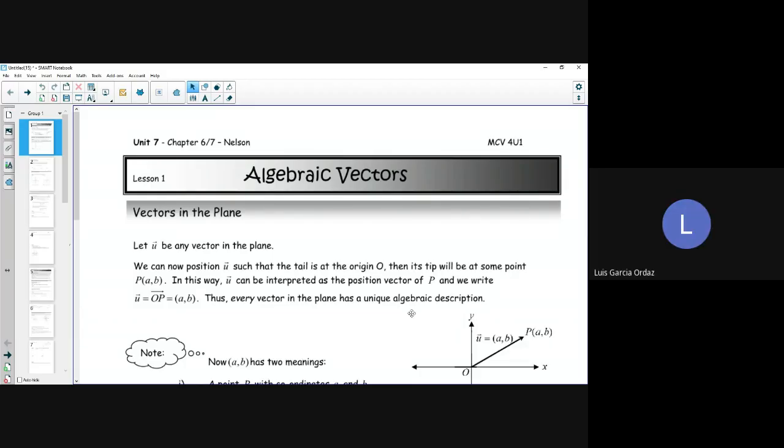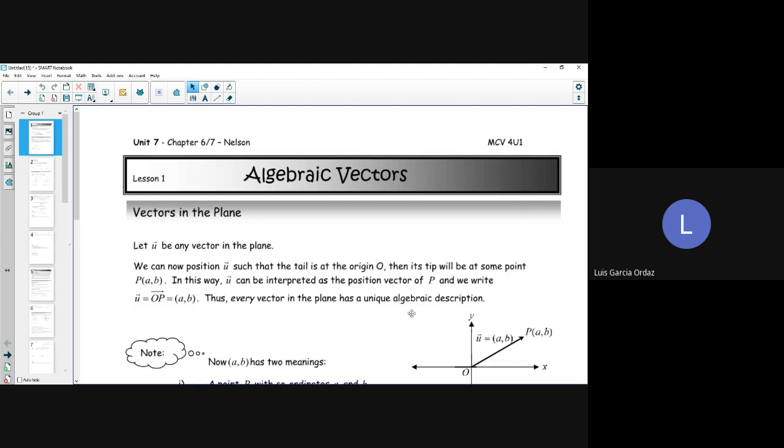So algebraic vectors. We're going to be talking about vectors in a plane, and vectors in three-dimensional space. So we'll be looking at x, y, and z. You'll come to figure out what this is pretty soon, but just a couple of definitions to get through. So, vectors in the plane.